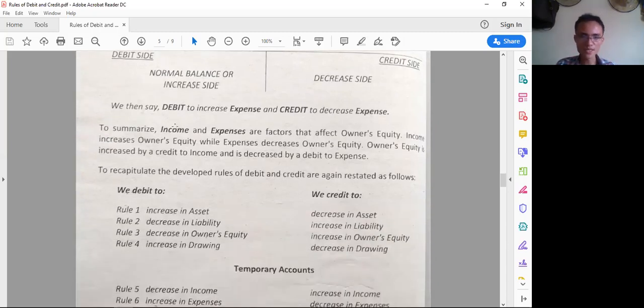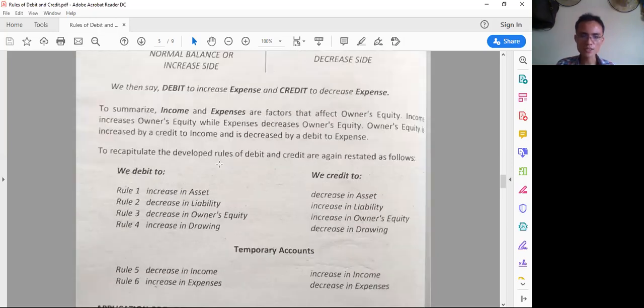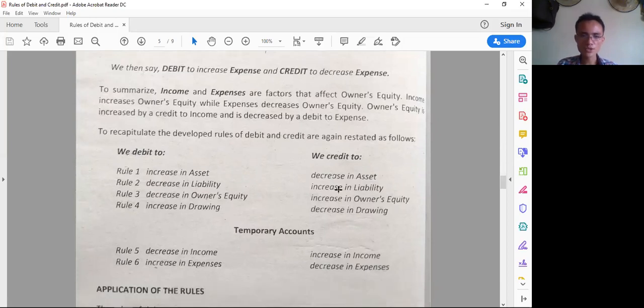Okay, so to recap here as shown in the illustration, in order for us to increase asset, we need to debit it. Kindly focus first on the increase for a little while.